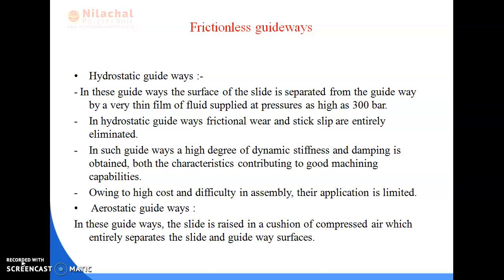Then aerostatic guideways. In these guideways, the slide is raised on a cushion of compressed air which entirely separates the slide and guideway surface. Means here a compressed air film will be used in between the slide and the guideways. So here also the friction is zero, so the heat generation will also be zero and no wear is possible. This is also quite costly.